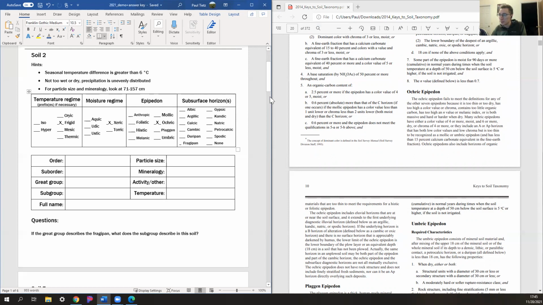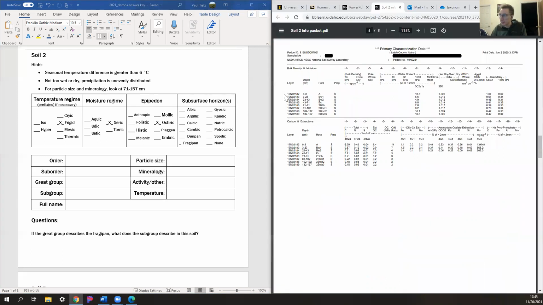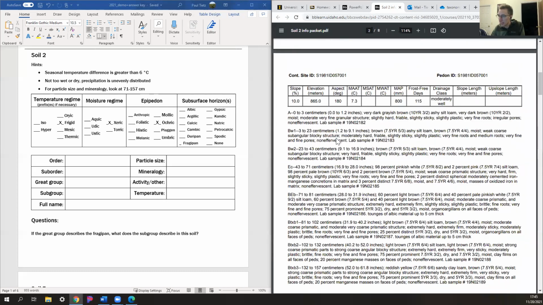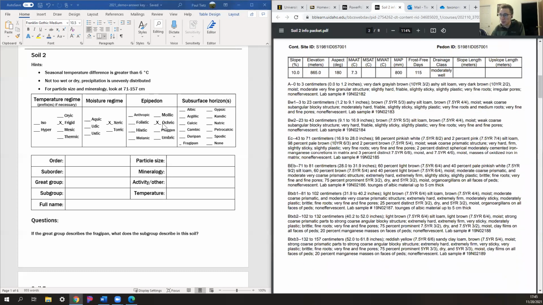Okay, now we're going to flip to subsurface horizons. Going back to our soil info packet right here, and I'm going to look at the subordinate distinctions. So our epipedon is like our topsoil. Subsurface horizons, we're going to be looking at the subsoil pretty much now.